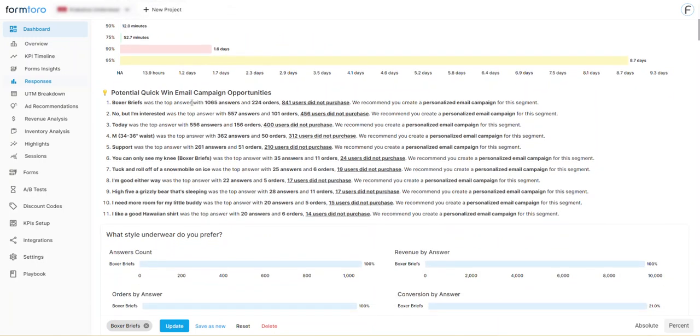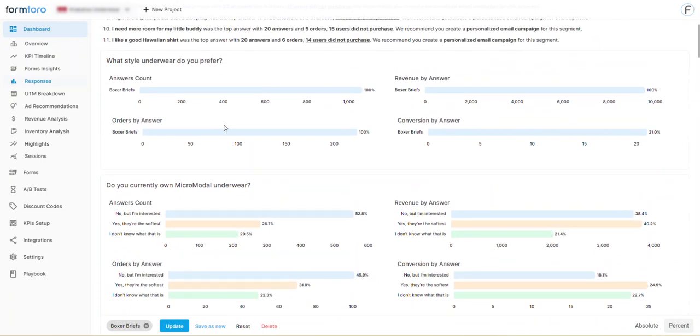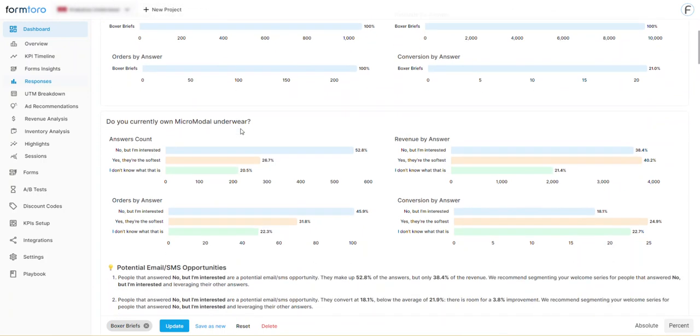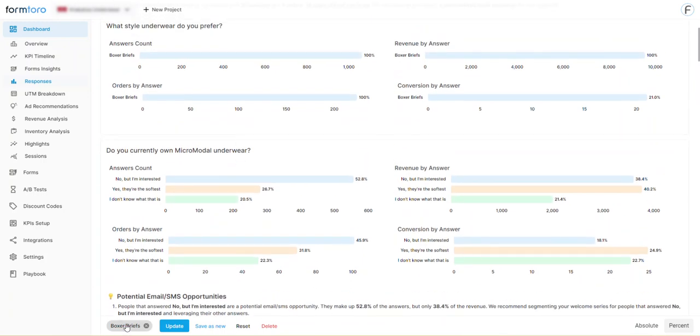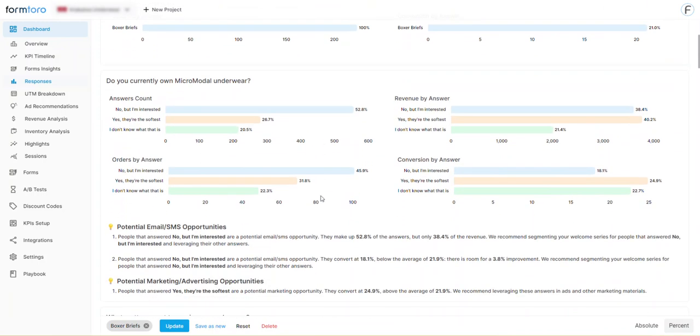And then what we're looking for is potential opportunities here, but then we're also looking at answers relating to the individual pre-selected answer. So overwhelmingly what we see here is boxer briefs, and once selected, the other answers that are listed show us where there are gaps and opportunities. Do you currently own micromodal underwear? Micromodal is a type of fabric special to this brand. And the overwhelming answer is no, but I'm interested. That's 52% of the people, but they converted 18%. Whereas people that said, I don't know what that is, still converted at a higher rate of 22%. To me, that tells me that there's an opportunity there.